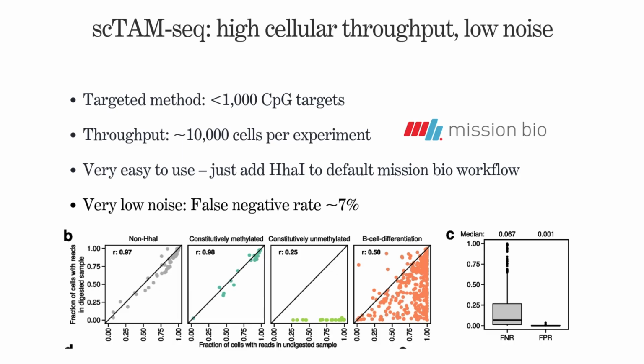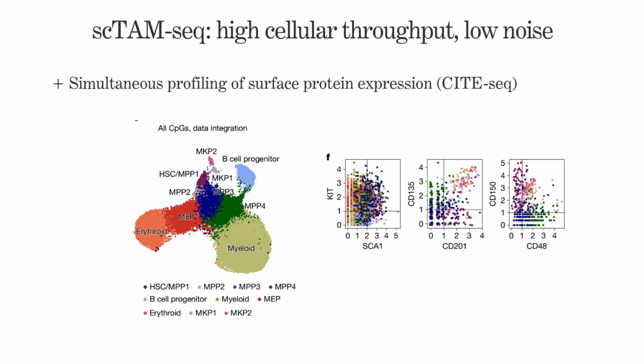Same as out of the box Mission Bio, this method can be combined with surface protein expression profiling. Here on the left, I'm showing a UMAP that's done on the methylation. I'll give a bit more insight about this later. So here you see mouse hematopoiesis, with hematopoietic stem cells differentiating into different lineages. On the right, I'm showing the surface antibodies that people in mouse use to define stem cells, in particular CD48 and CD150. From the colors, you can see that these populations match extremely well, almost as if the thing on the right were FACS data.